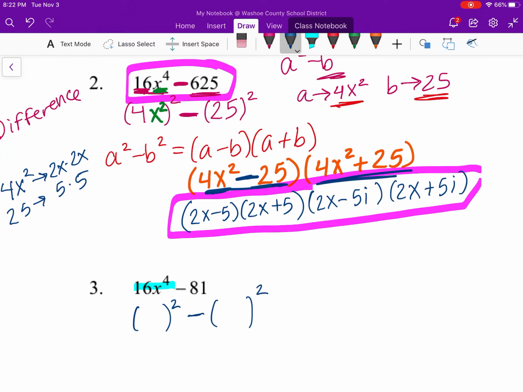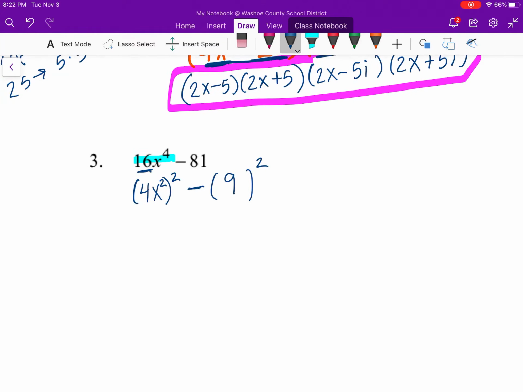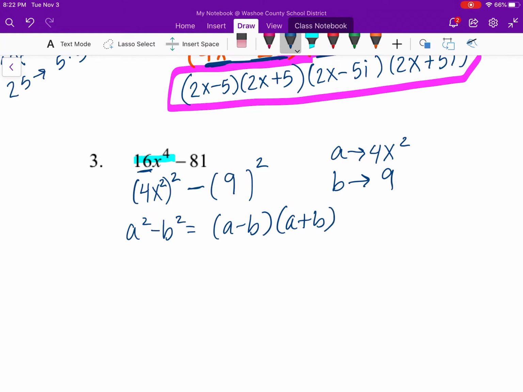Okay, I'm really hoping you took the time to try it here. My 16, if I did 4 squared, I would get 16. If I would do x squared, I would get x to the 4th because those exponents multiply together, okay? Over here, I have 9 squared. So 9 squared would give me 81. So again, in this case, my A is 4x squared. My B is 9. And I'm writing down my formula. This is a difference of squares again. So A squared minus B squared, A minus B, A plus B.